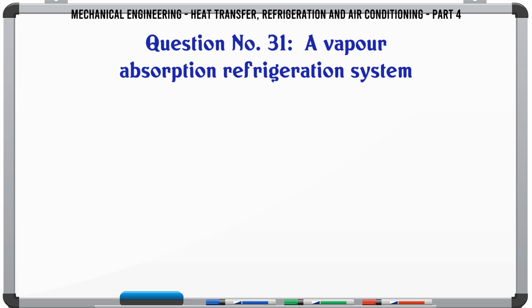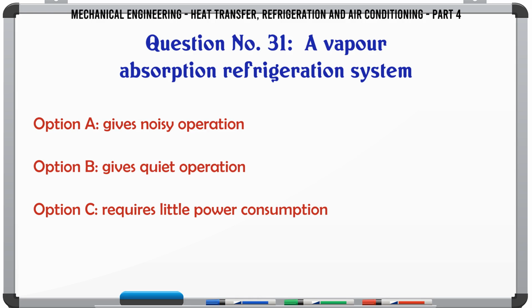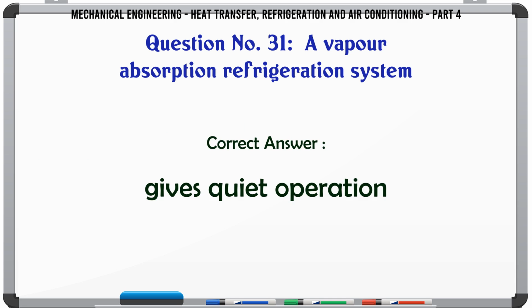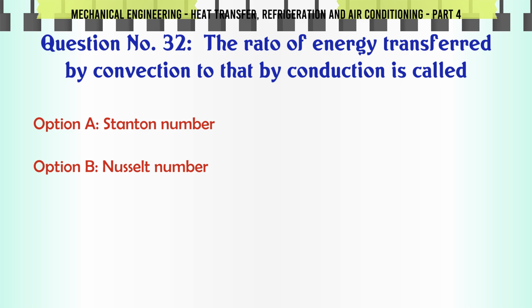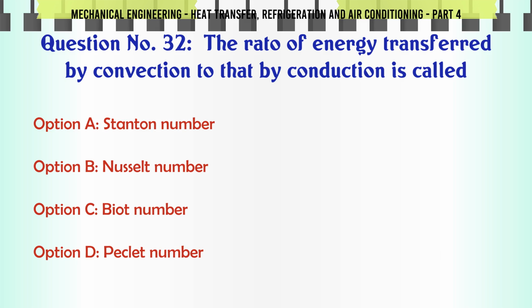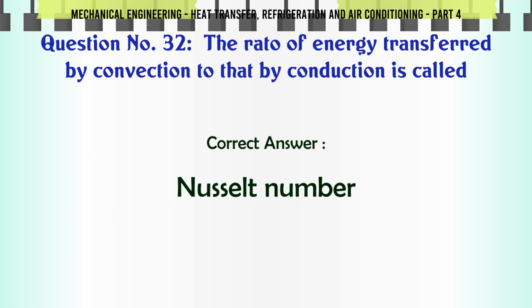A vapour absorption refrigeration system. A. Gives noisy operation. B. Gives quiet operation. C. Requires little power consumption. D. Cools below 0 C. The correct answer is gives quiet operation. The ratio of energy transferred by convection to that by conduction is called A. Stanton number. B. Nusselt number. C. Biot number. D. Peclet number. The correct answer is Nusselt number.